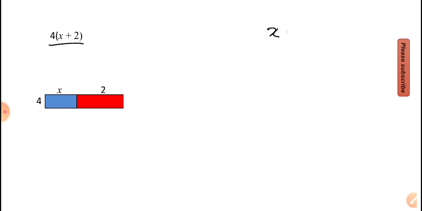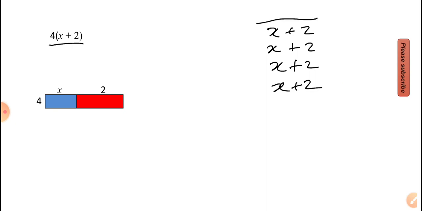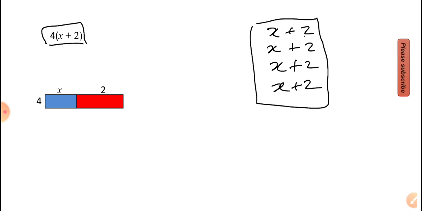So we've got x plus 2, x plus 2, x plus 2, and x plus 2. 4 lots. That's exactly what this means. To expand the bracket, we can do 2 add 2 add 2 add 2, which is 8, and then x add x add x add x, or 4x, so it's 4x plus 8. We could do it like that, but that's a very long way of doing things.